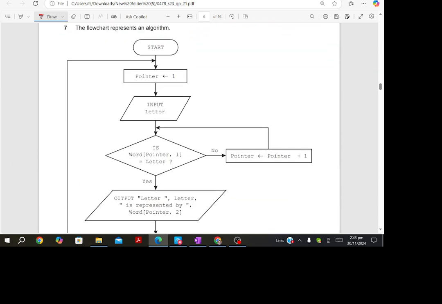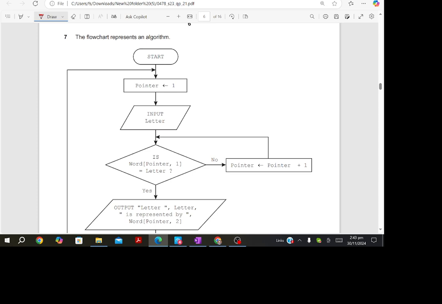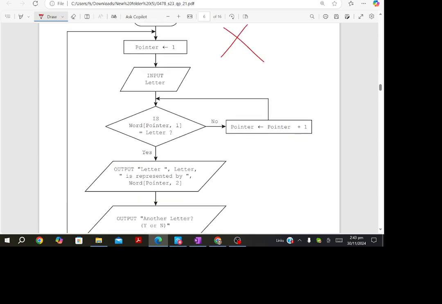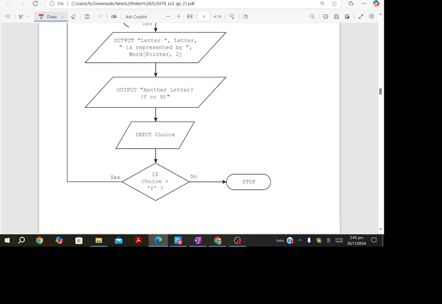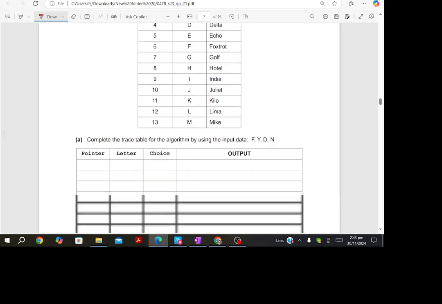It was quite easy. Okay, no need to do this question because this is related to the 2D array. 2D array is not coming in your exam, so you don't need to practice this question.